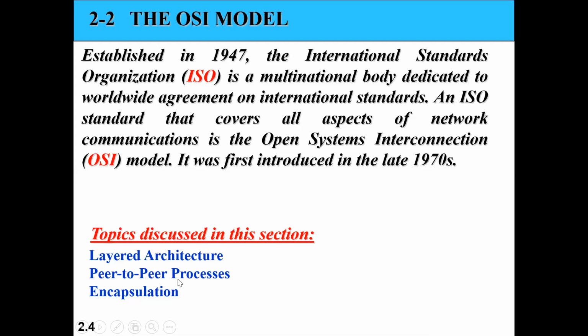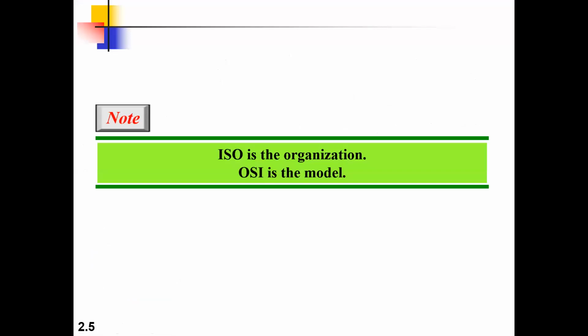And there are two more concepts to be covered under this particular belt. One is called peer-to-peer process, what peer-to-peer is all about, and encapsulation. We'll just see one by one. As I said, ISO is nothing but the International Standard Organization. It is an organization that we have. OSI, Open System Interconnection, is nothing but your model.